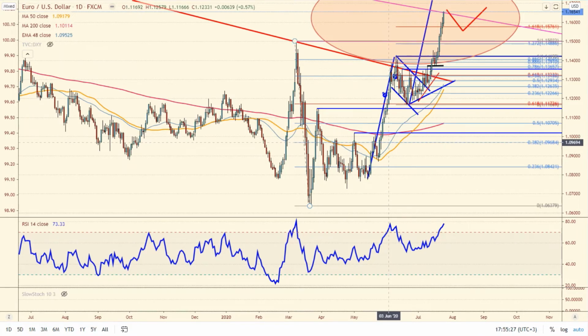I know the natural inclination is to just start fading these big moves. You're like, wow, look at this, we're way overbought. There's no way it can continue higher. For me, I'm just looking to buy dips. I think this is such a strong dollar sell-off that I just want to see the dollar bounce a little bit so I can sell into strength. I'm not interested in shorting the euro at this point.